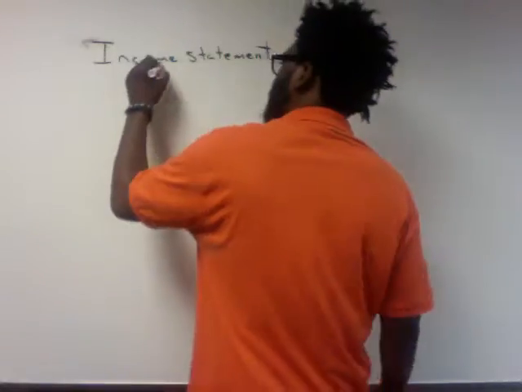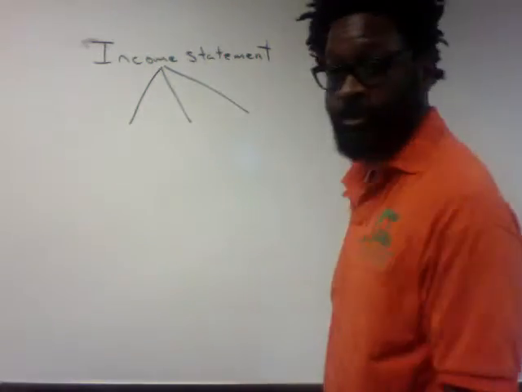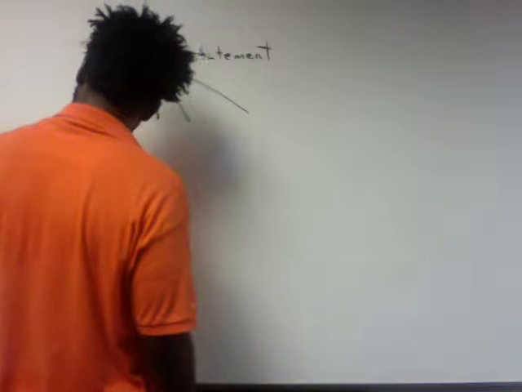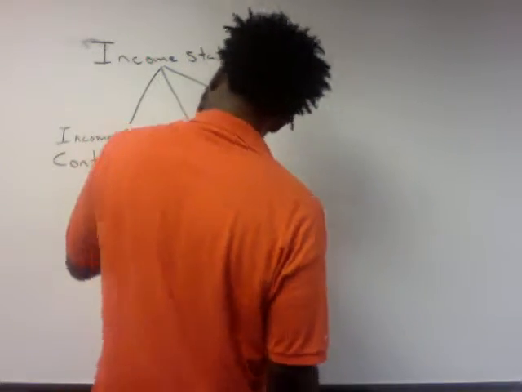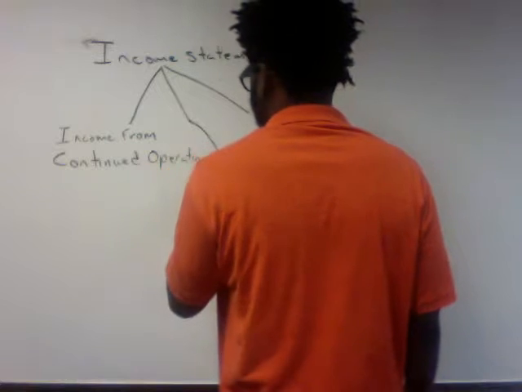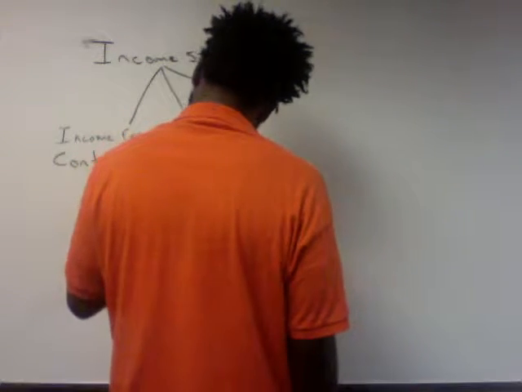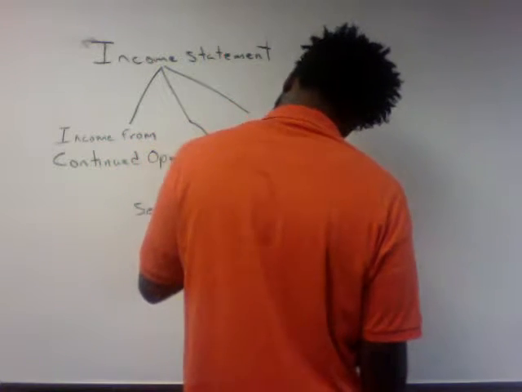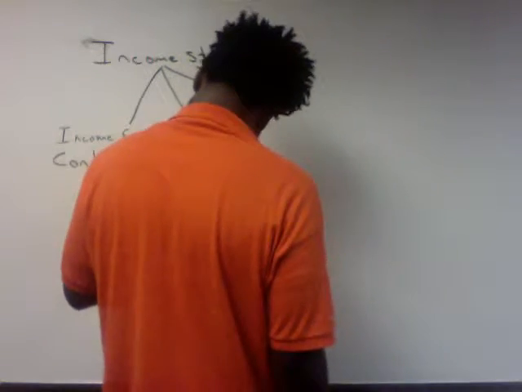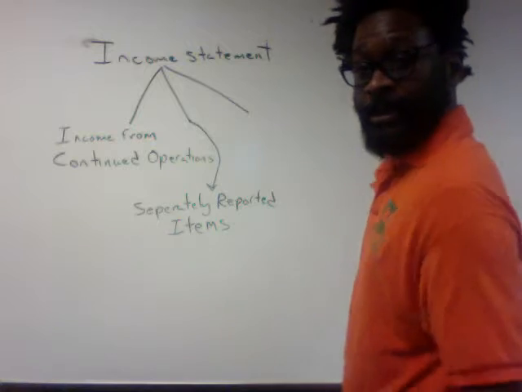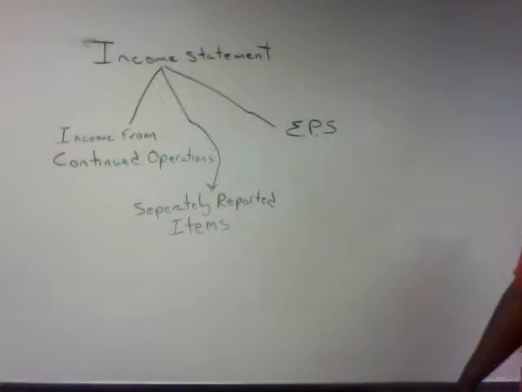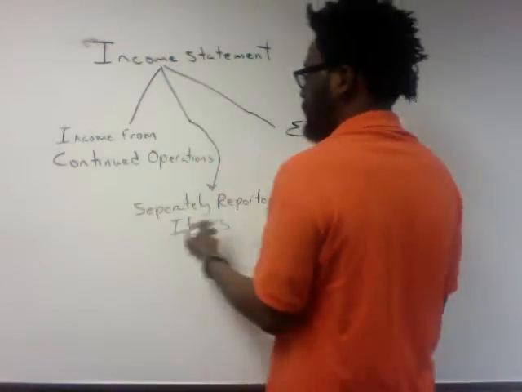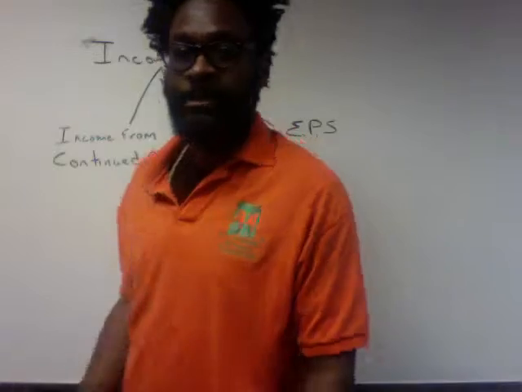We're going to look at the details of how the comprehensive income statement looks. Before we get into that, let's understand that the income statement is broken down into three major parts. Your first part is called income from continued operations. Your second part is going to be called separately reported items. And your last part is just your EPS. So from our comprehensive income statement, we have these three parts.